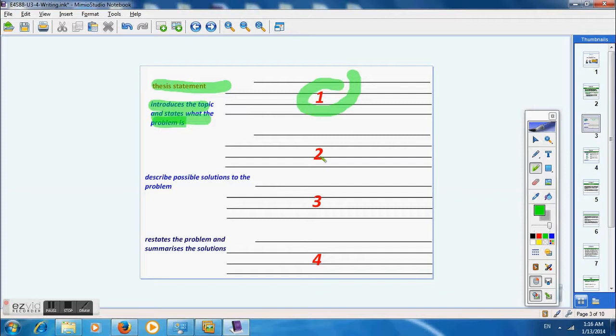And here, supposing you have 2 solutions to the problem, then you can have it in paragraph 2 and paragraph 3. But I think you don't just need to write about the solutions, but also you need to discuss how the solution will work. And in 3, for the concluding paragraph, you have to restate the problem, okay, and then summarize the solution. So you have to get a bit of this and a bit of this, all here.